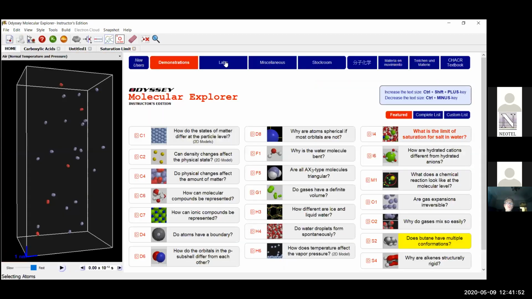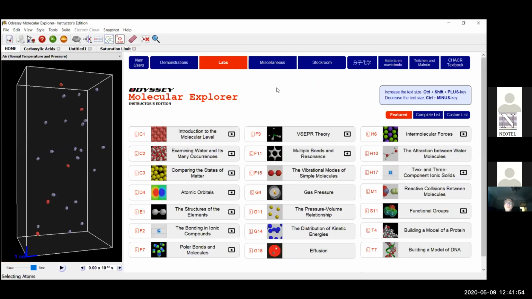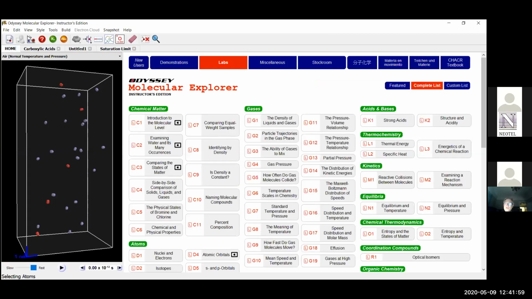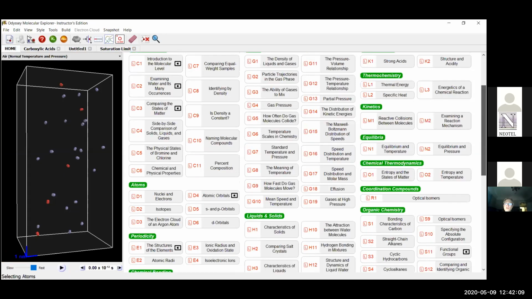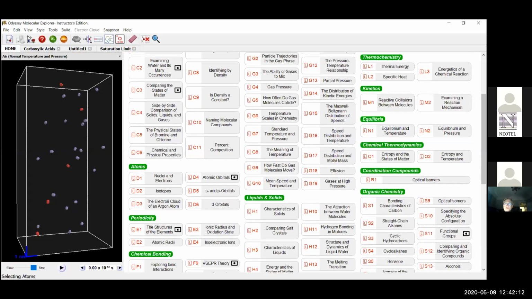Next, we go to labs. These are the highlighted labs. I can switch you to the complete list. There are a little over 100, I think 115 if you counted, labs, which are worksheets that take a little more time to work through. They include questions. It's a computer lab using physical modeling, not a computer lab using toy models, but using real physical modeling.